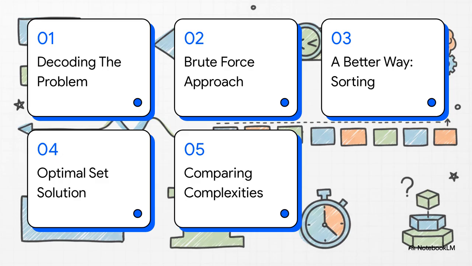Okay, let's dive right into our roadmap for this explainer. We've got 5 sections today. 1. Decoding the problem. 2. The brute force approach. 3. A better way using sorting. 4. The optimal set solution. And 5. Comparing the complexities.